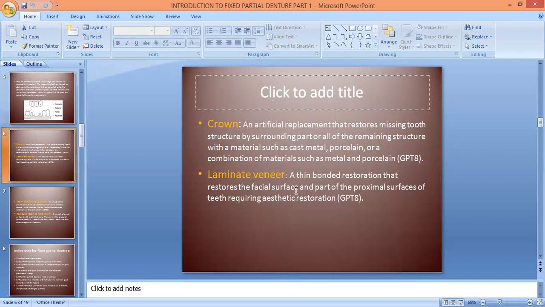Now, what is a crown? It's an artificial replacement that restores the missing tooth structure by surrounding part or all of the remaining structure with a material such as cast metal, porcelain, or a combination of materials such as metal and porcelain. Now, laminate veneers are thin bonded restorations that restore the facial surface and part of the proximal surface of the teeth requiring aesthetic restoration. Most commonly, actors and actresses go with this for the purpose of aesthetics.